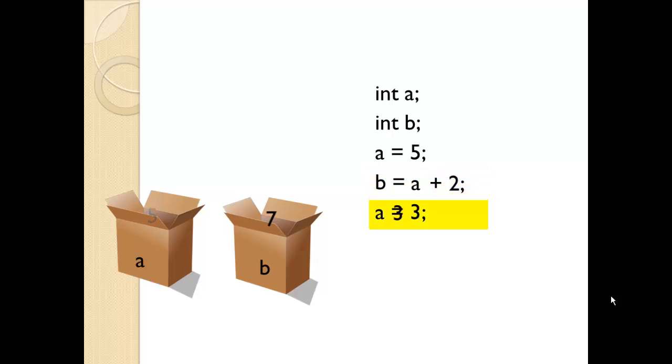And then the last line says, well, now a should be 3, and it's going to take that 3 and put it in the a box. Notice that b's value did not change. b doesn't remember I'm a plus 2. It remembers I'm 7. So the fact that a changed does not impact b at all.